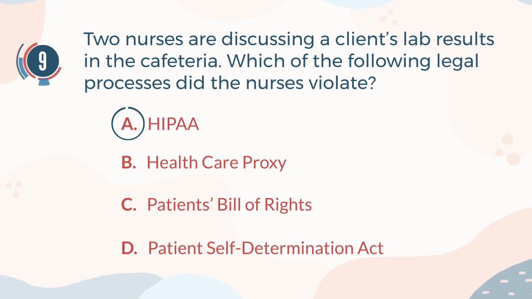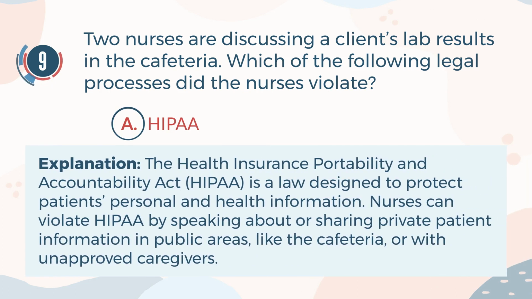The correct answer is A. HIPAA. Explanation. The Health Insurance Portability and Accountability Act, HIPAA, is a law designed to protect patients' personal and health information. Nurses can violate HIPAA by speaking about or sharing private patient information in public areas, like the cafeteria, or with unapproved caregivers.